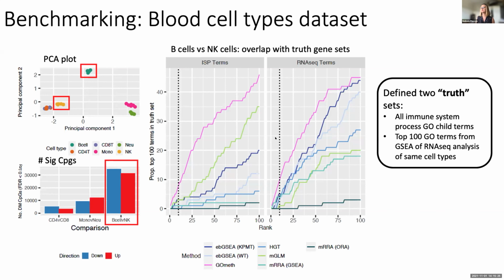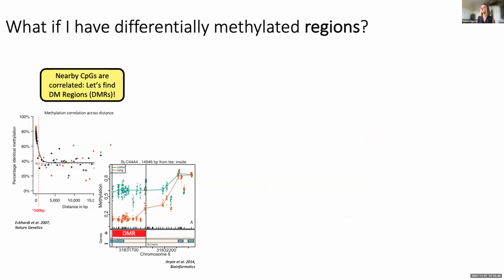What we found was that GOmeth had the most significantly enriched gene sets that overlapped with the two different types of truth sets. The mRRA and ORA methods didn't perform very well at all, but in general, the mGLM method was quite good across all the different comparisons.